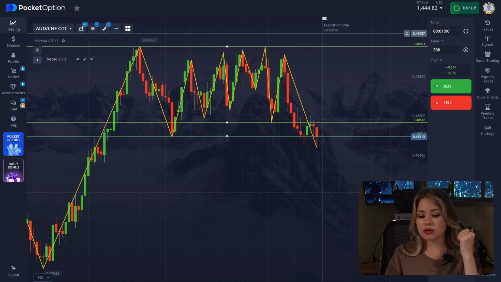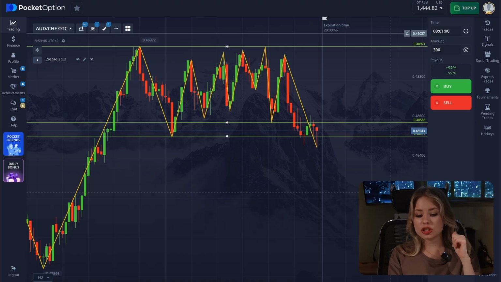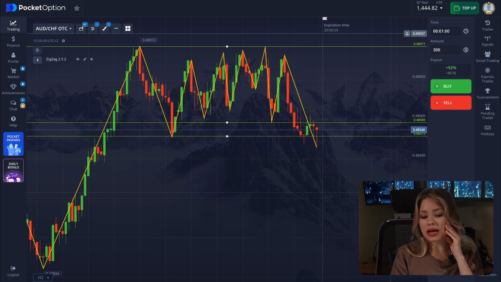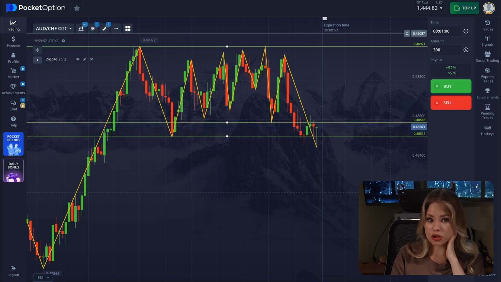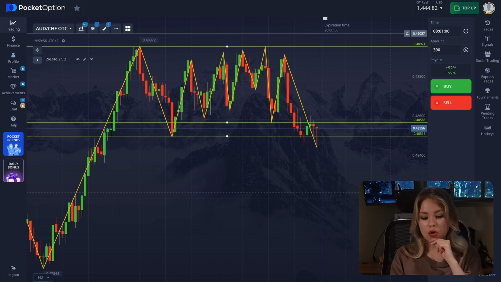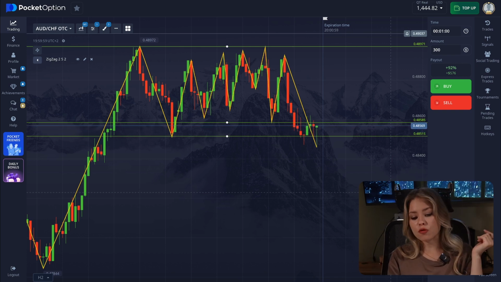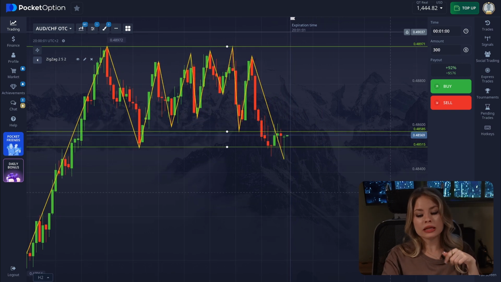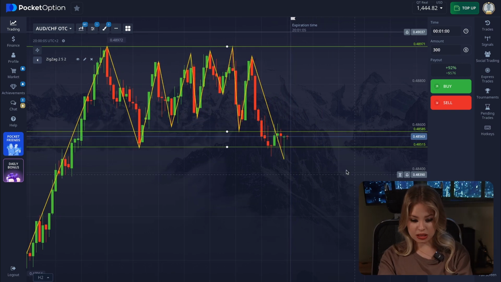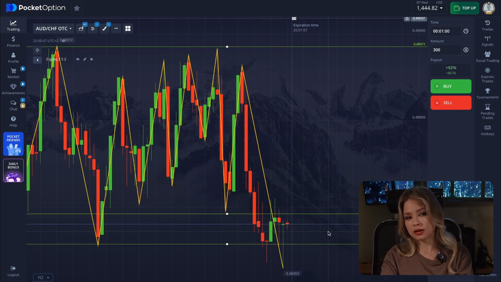Okay guys, I've been waiting for a new position here for quite a long time. I thought that ZigZag would show me the change of the direction of the market, of the price, but unfortunately it didn't give me this information. So now I think that it's the best time to switch to another currency pair.